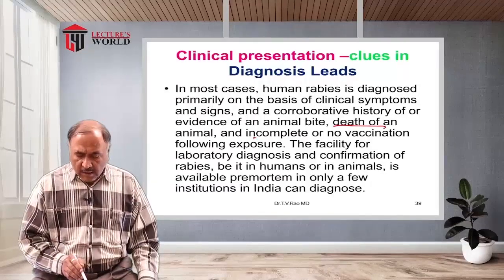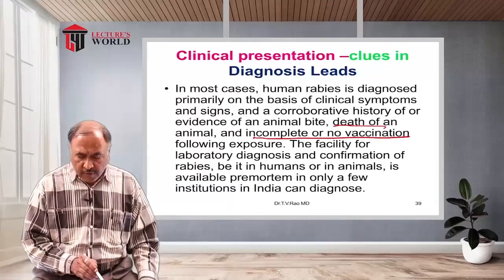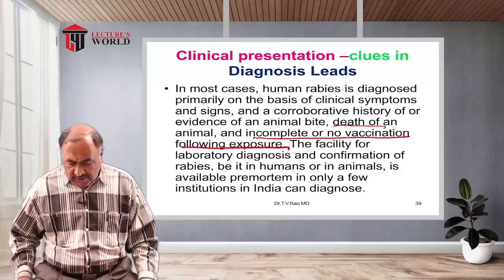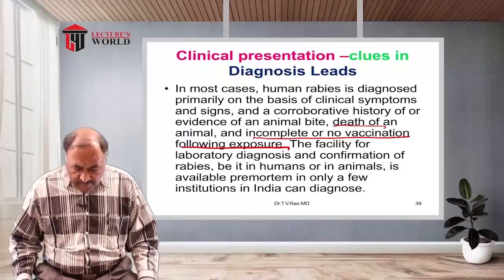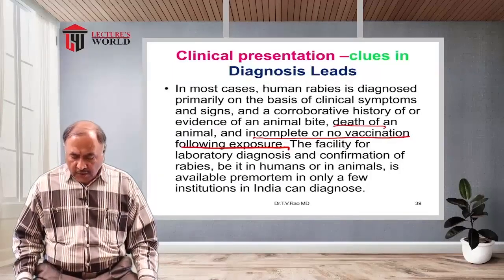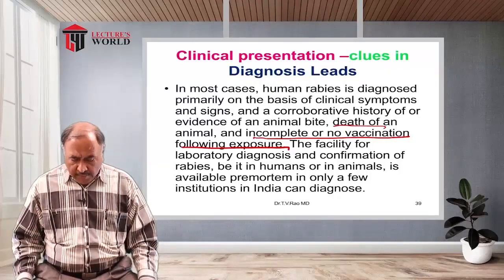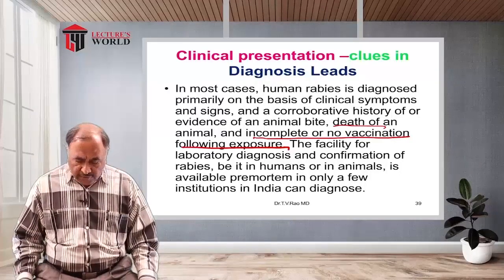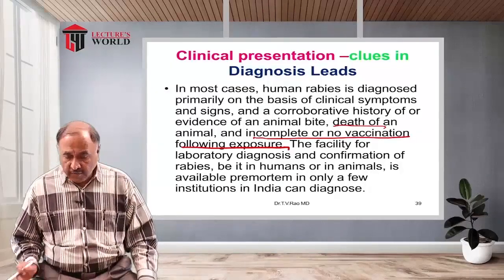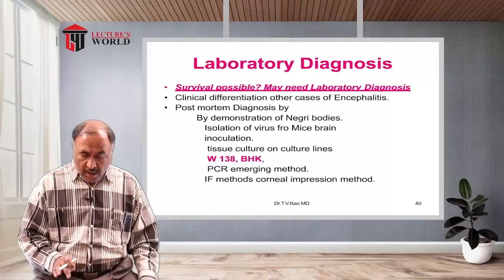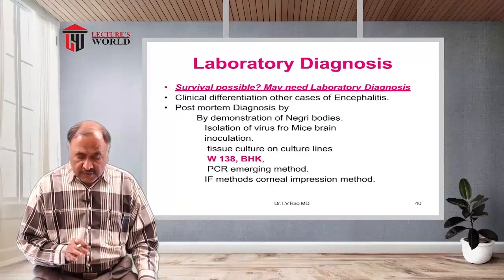Then, incomplete or no vaccination following exposure. The facility for laboratory diagnosis and confirmation of rabies, be it in humans or animals, is available pre-mortem in only a few institutes in India where it is diagnosed. Now, how is laboratory diagnosis done?